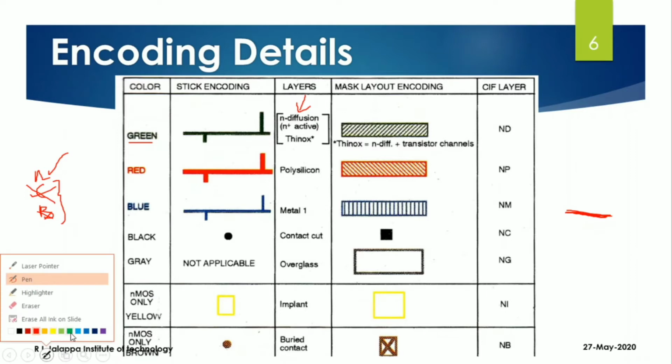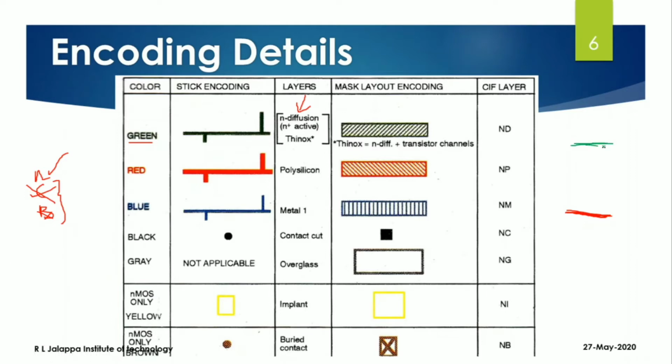Okay, so let me take the green color itself. If I write like this, this is your N diffusion layer. Next, if we are writing the layout, we draw a rectangular box in which you write densely packed slashes. Then this is the N diffusion layer.